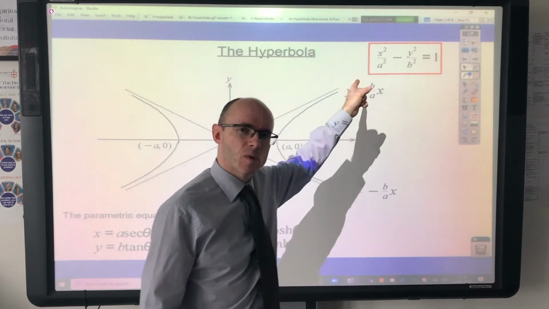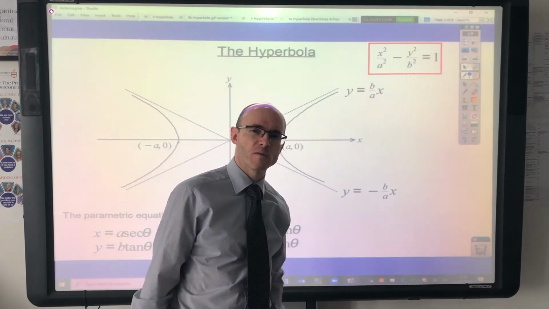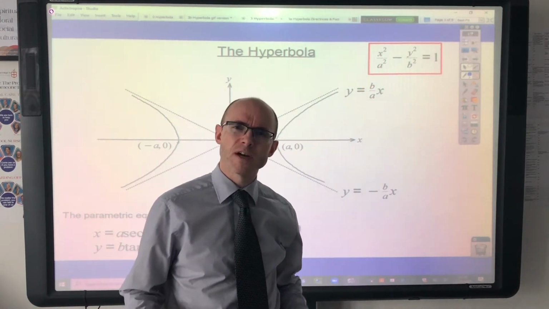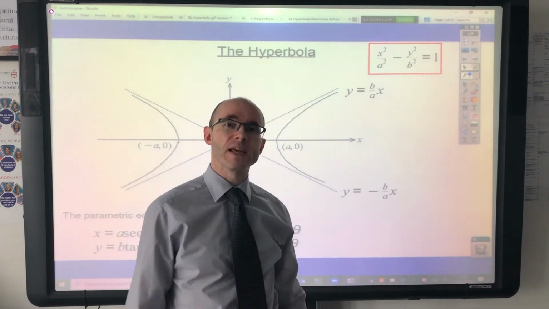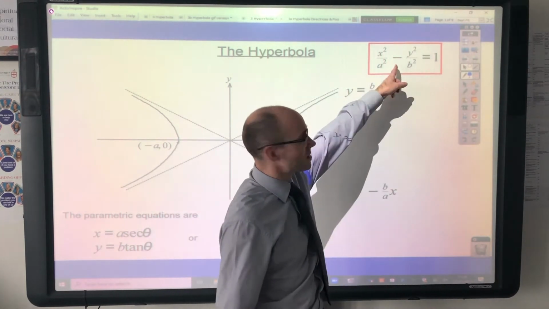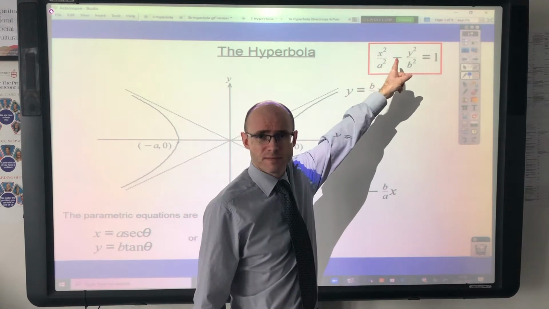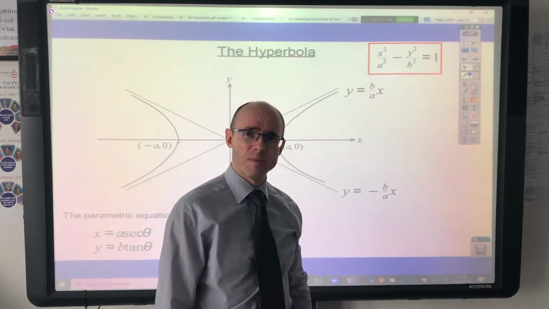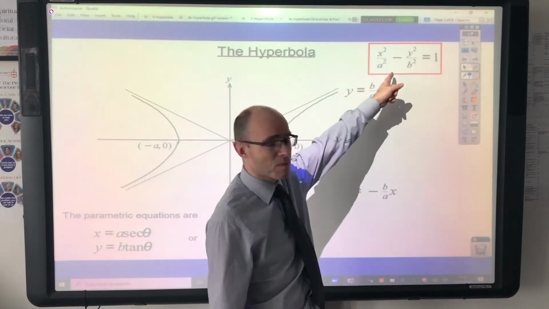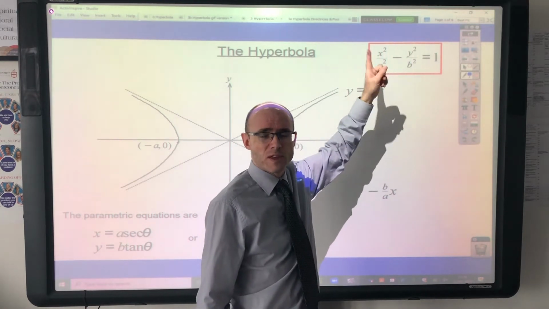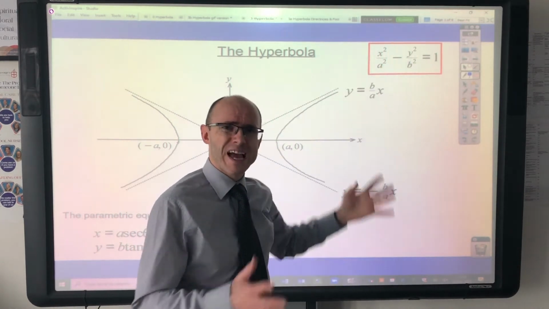x squared over a squared subtract y squared over b squared equals 1. Why did I emphasise subtract? Well, if you've seen the equation of the ellipse, you should remember that it's the same as this but plus. Okay, so that's the main difference between the ellipse and the hyperbola in terms of the Cartesian equation. You've got plus for the ellipse, subtract for the hyperbola. So it's a handy way of remembering it.